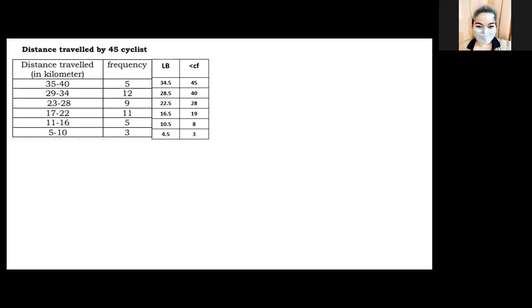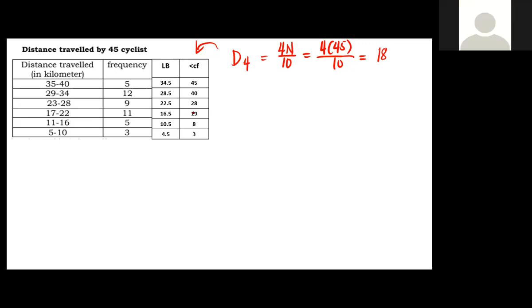Oh, nauubos na kayo ha. 18 na lang kayo. Okay. So, alin dito yung titingnan natin? Titingnan po natin yung CF. So, saan natin siya? Saan siya included? Sa 19, ma'am. Anong class? Anong class po? Class?